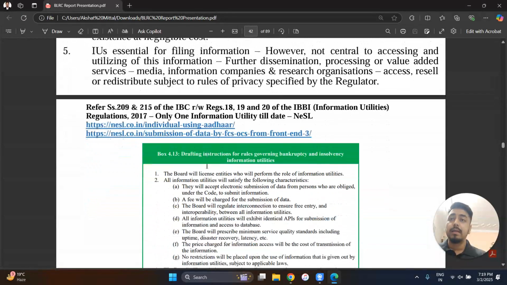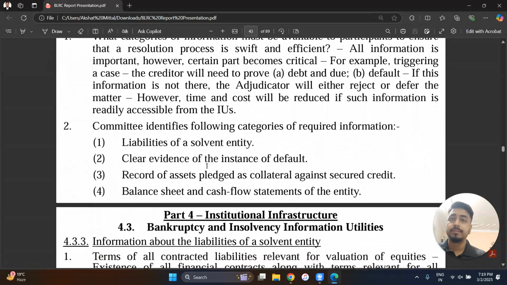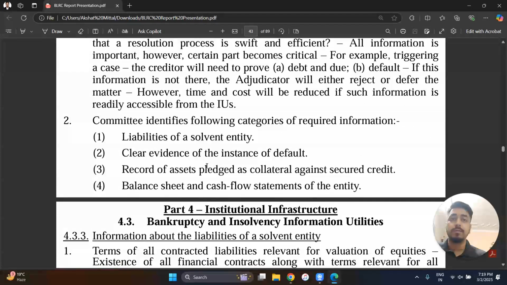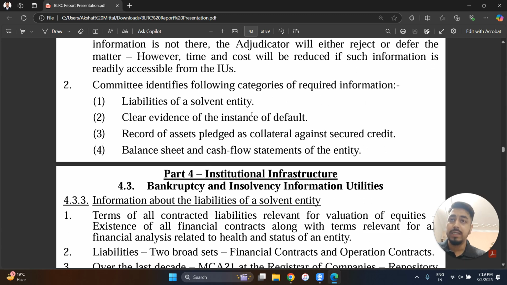Now, we have discussed what all information an information utility should have: the liabilities of an insolvent or a solvent entity, clear evidence of the instance of default, record of assets pledged as collateral against secured credit, balance sheet and cash flow statements of the entity. All these things are to be filed with the information utility so that the adjudicating authority can get this information, or for that matter, the creditor can get all this information in just one go, and a faster decision making can be there.